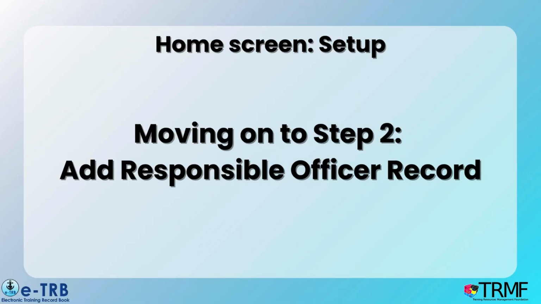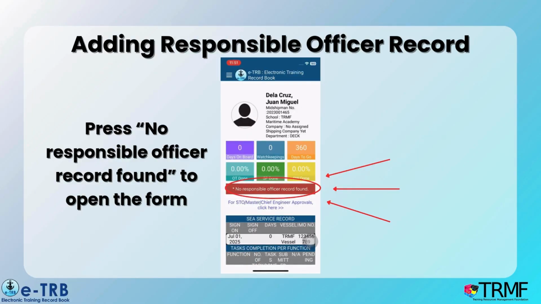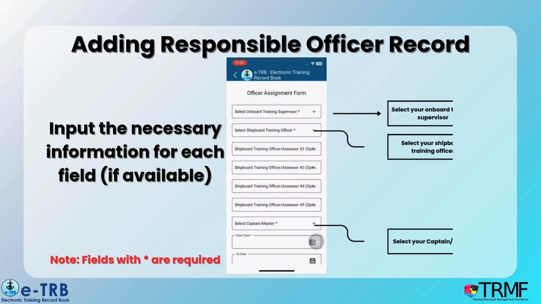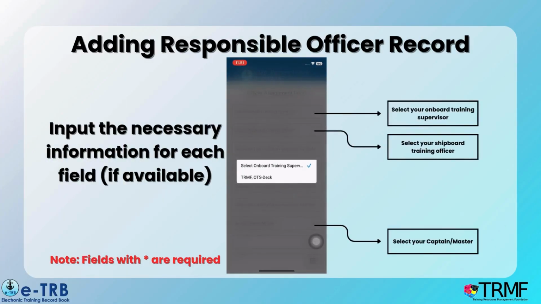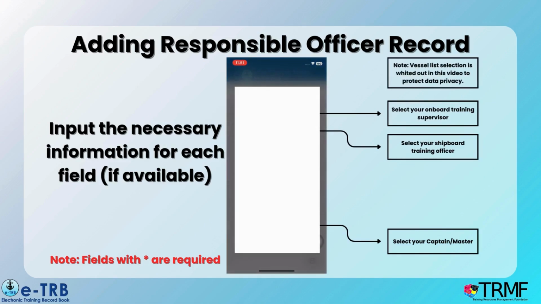Moving on to Step 2, adding responsible officer record. Press the No Responsible Officer Record Found red box to open the form. Fill the form and input the necessary information. Fields with asterisks means required.